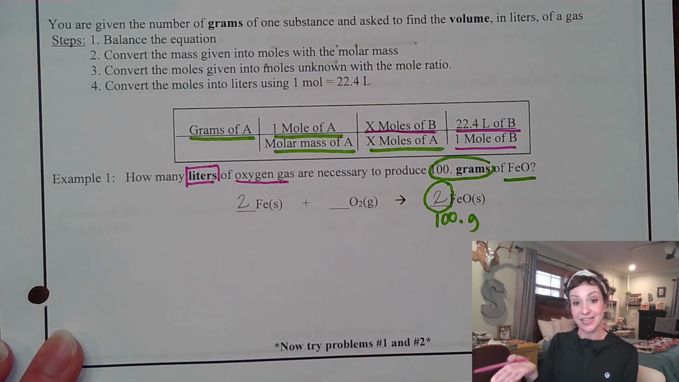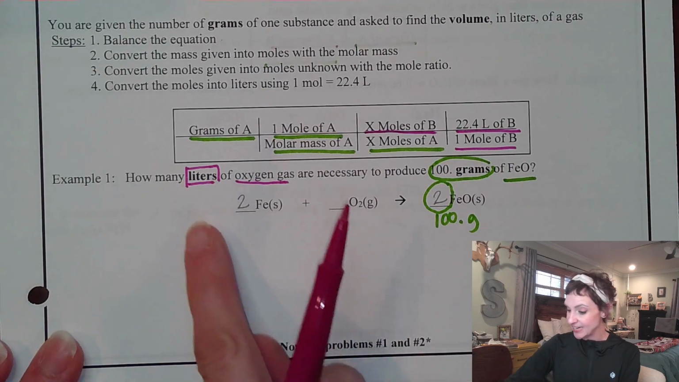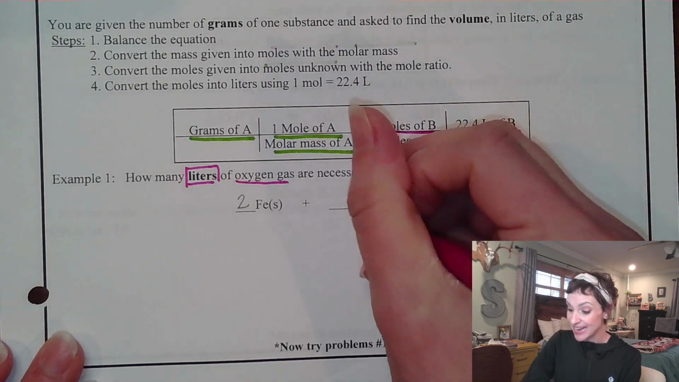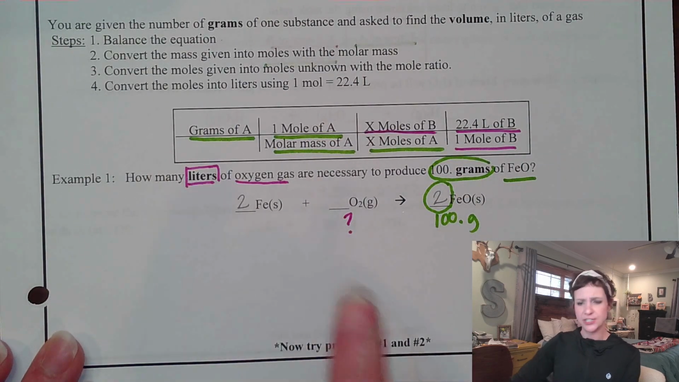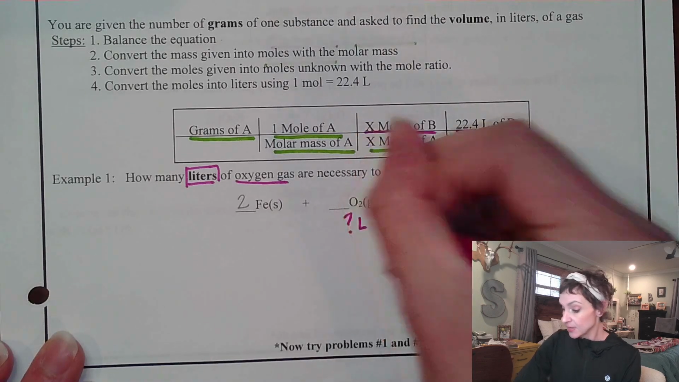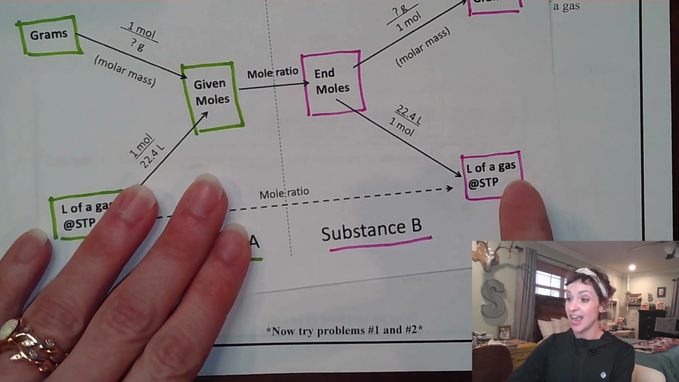Well, hopefully I'm asking you to do liters of gas. It is oxygen gas because this lesson is only liters for gases. So I'm finding oxygen. There he is. I'm going to write underneath him a question mark letting me know that that is who I'm trying to find information about. And which information am I trying to find? His liters.